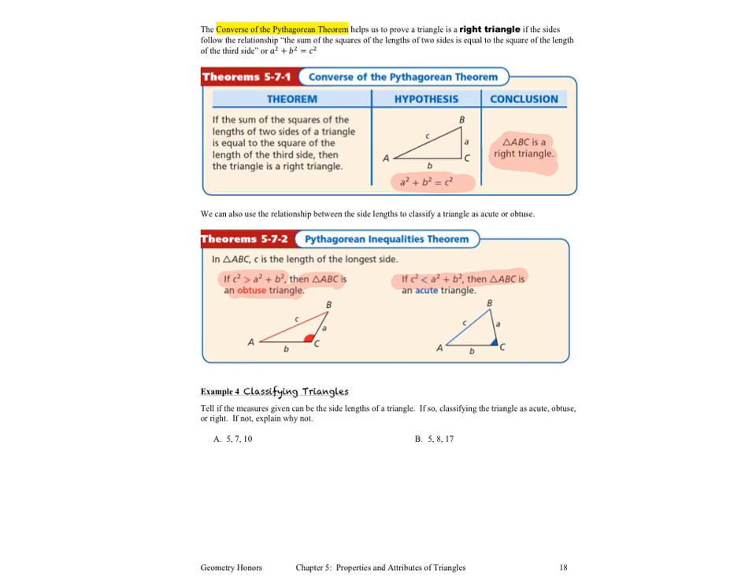So in this next problem, I would consider 10 to be c. We're used to doing a squared plus b squared equals c squared, but in these ones you have to remember to put c first. So c squared, we're trying to see what it is compared to 5 squared plus 7 squared. So we get 100, and here we have 25 plus 49. Well, 100 is greater than 25 plus 49. So since c squared is greater than that, this is going to be an obtuse triangle.